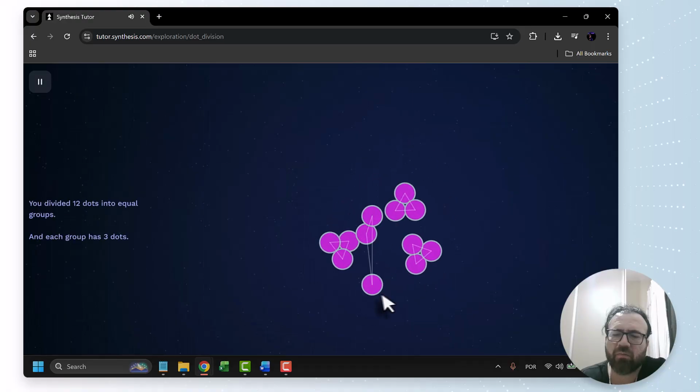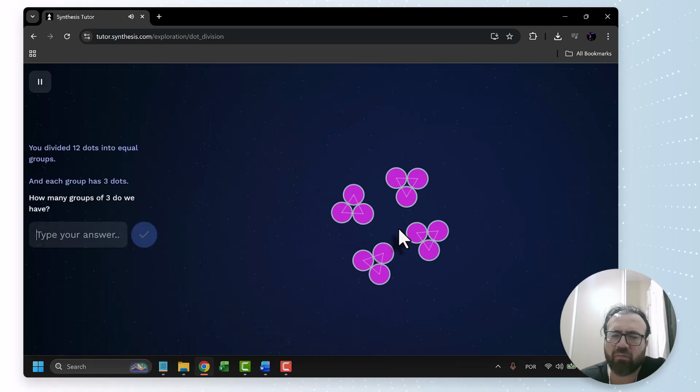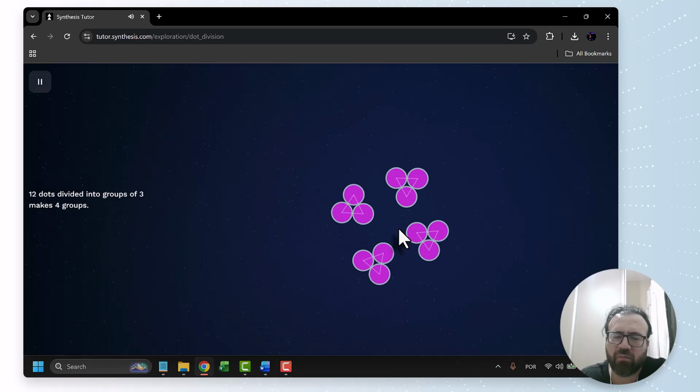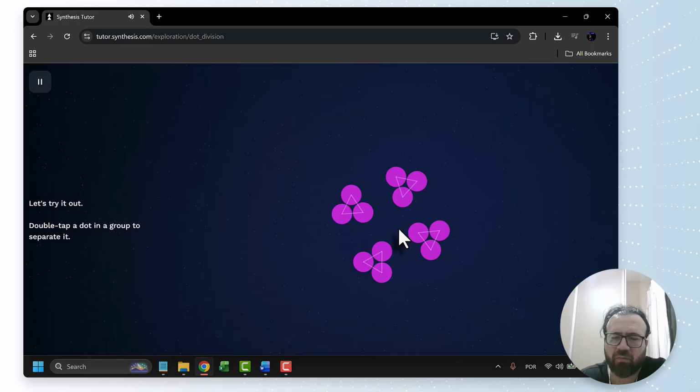Way to go. You divided 12 dots into equal groups, and each group has 3 dots. How many groups of 3 do we have? Right. 12 dots divided into groups of 3 makes 4 groups. Before we move on, there's one more thing I should tell you about these dots. You can remove a dot from an unlocked group by double tapping on it. It will pop right off.